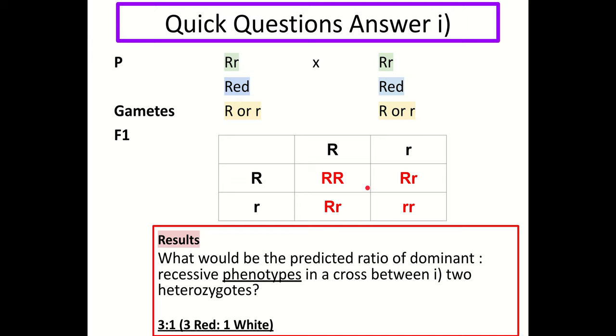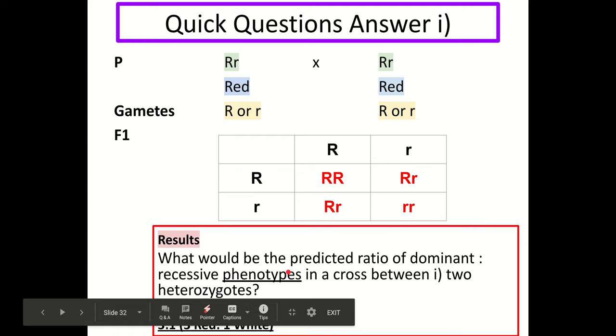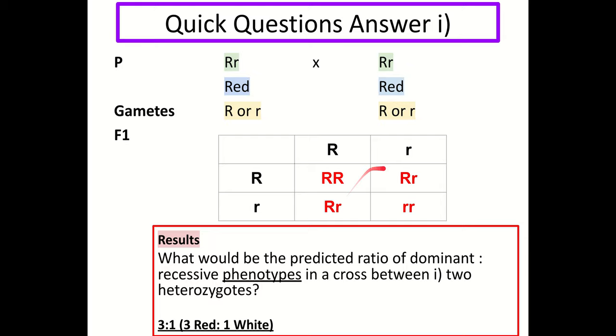The question asks, what would be the predicted ratio of dominant to recessive phenotypes? The phenotype is red and white. So there would be three dominant, so three red to one white. So 3-1, or three red to one white, is my final answer.